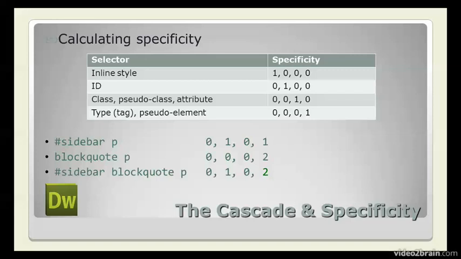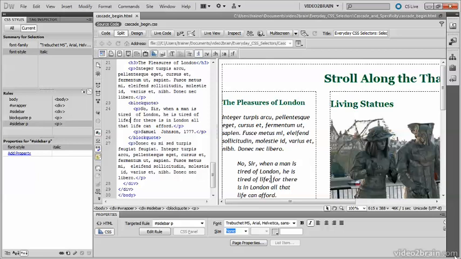So taking the examples again, the first one has a value of 101, the second one has a value of 2, and the third one has a value of 102. So if you're trying to style paragraphs inside a block quote, and it doesn't work, it could be because the paragraphs are inside an element with the ID sidebar, so you would need to use the last one to override the second. Let's see that in practice.